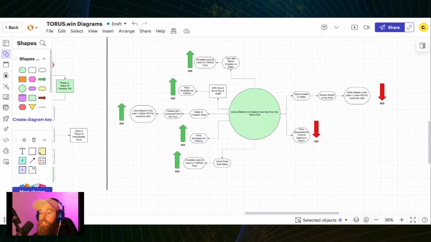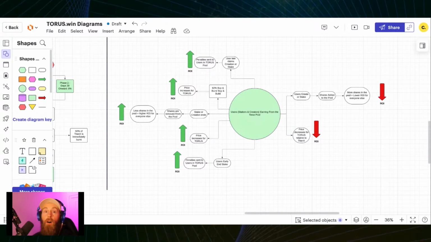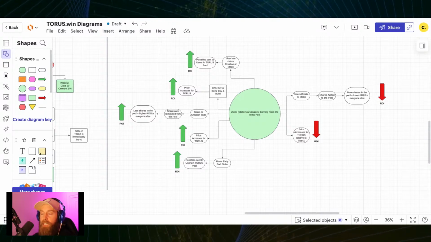So there's going to be a share button in the app where you can go and click share, and you'll be able to share your ROIs to social media to show them off, just like we had in the early days of TitanX.